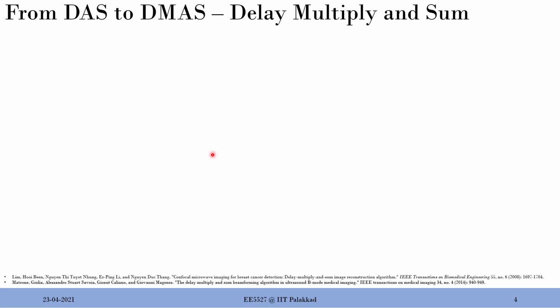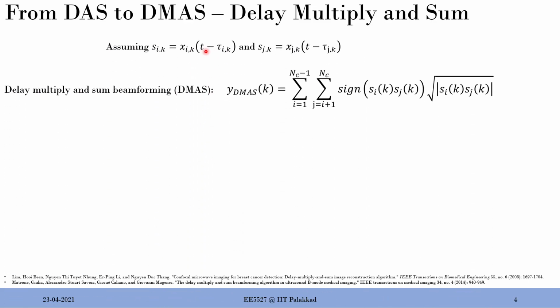Coming back to the corrected equation, so assuming this shortened representation, let's say xi of k, the delay compensated signal corresponding to the ith transducer and kth pixel is represented by sik, and that corresponding to the jth transducer and kth pixel is represented by sjk. The delay, multiply and sum beamforming algorithm can be summarized in this beautiful expression.